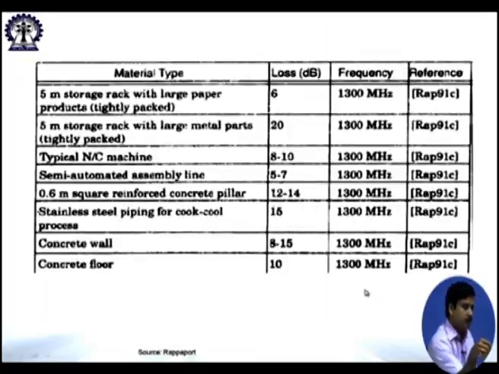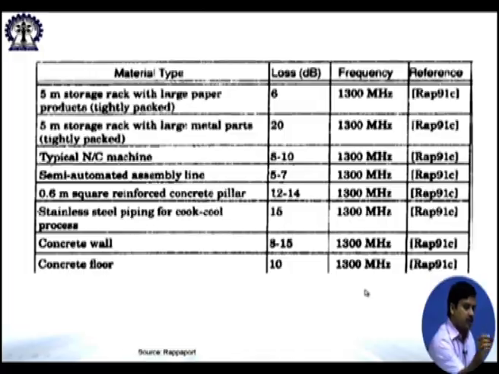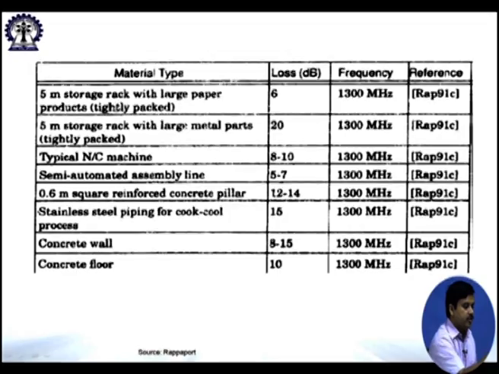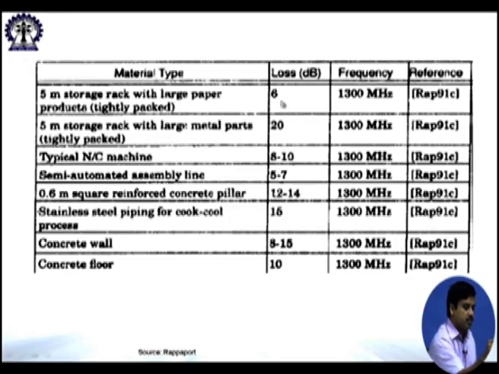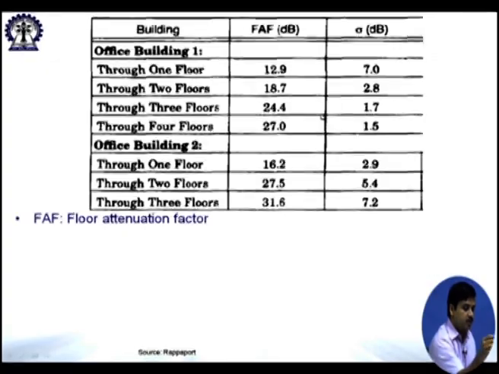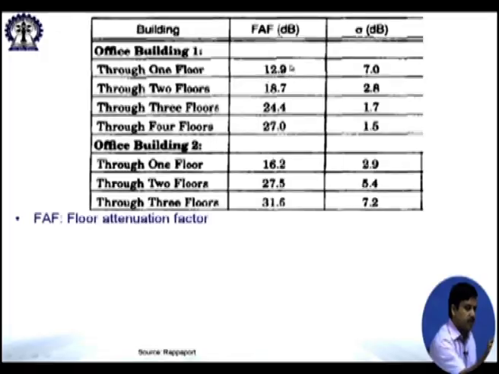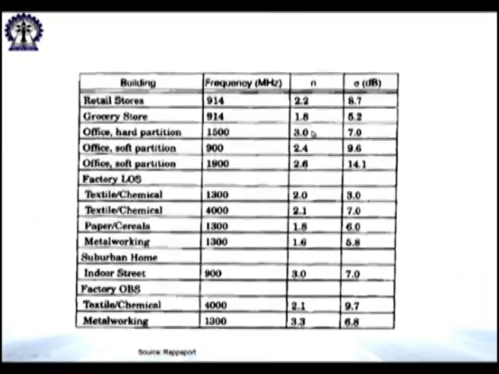If we move beyond to certain other references, again from the Rappaport book, what we find is if there is a 5-meter storage rack with large paper products, there is loss of around 6 dB, whereas with metal parts loss is around 20 dB, and so on and so forth. There is this floor attenuation factor. When it is through one floor, there is around 12 dB, through 2 floors it is around 18 dB, 4 floors around 27 dB, and so on and so forth.